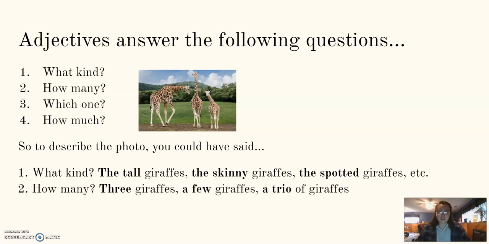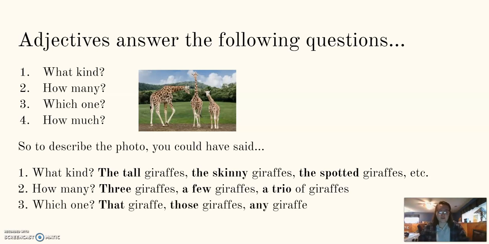You also could have answered the question of how many. You could have said there's 3 of them, or there's a few of them, or there's a trio of them. You could have said which one, designating some sort of thing. If I asked the question, which giraffe is the shortest? You would have said that one, right?